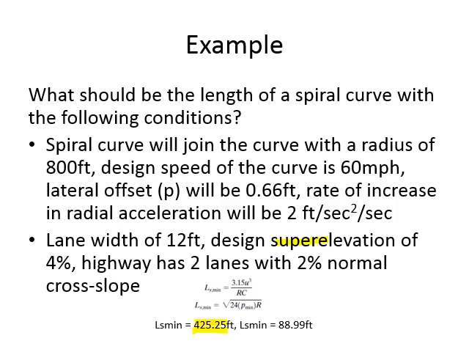Now in the second part they have given me data about superelevation. Why? Because we said the attainment of superelevation should be on the spiral curve. So the length which you are selecting for the spiral curve should also be enough for superelevation runoff as well. So that's why we have the values for superelevation given here. So we are rotating 2 lanes, and we have a 2% normal cross slope and 4% superelevation. Lane width is 12 feet. Now with these values we can do this.